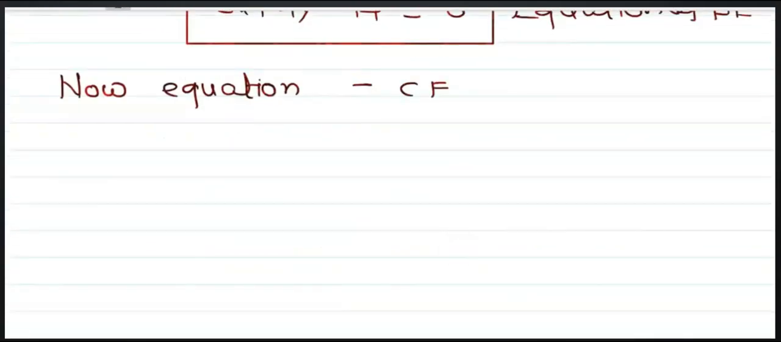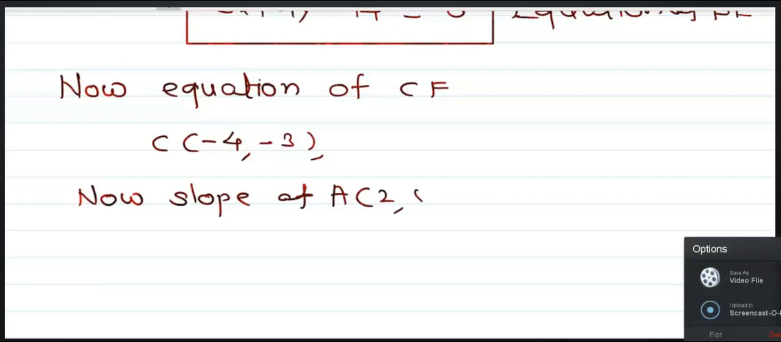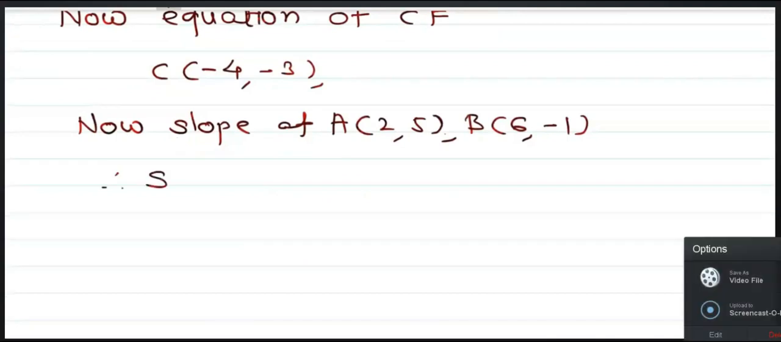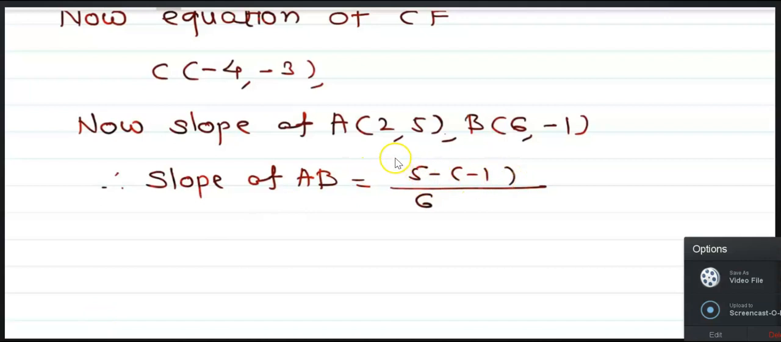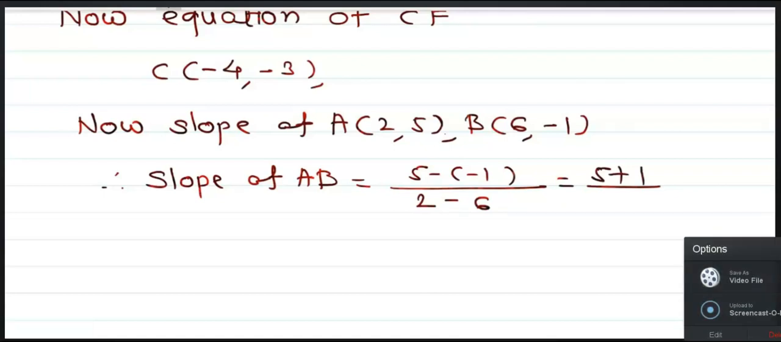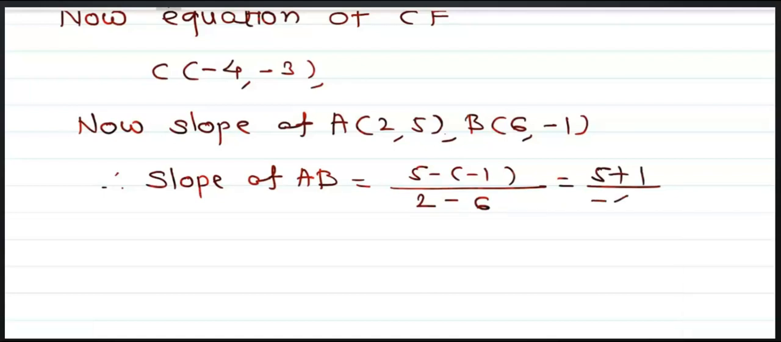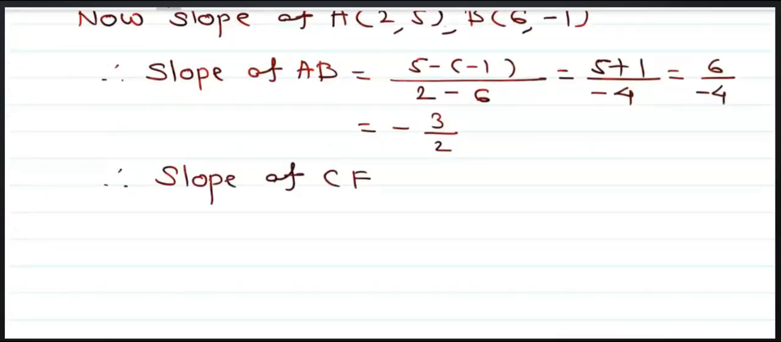Equation of CF. The coordinate of C is -4, -3. Now we want to find the slope of AB first of all. The coordinate of A is 2, 5 and B is 6, -1. Therefore, slope of AB is equal to 5 minus in bracket -1 upon 2 minus 6, that is 5 plus 1 upon -4, that is 6 upon -4, that is 3 upon -2.